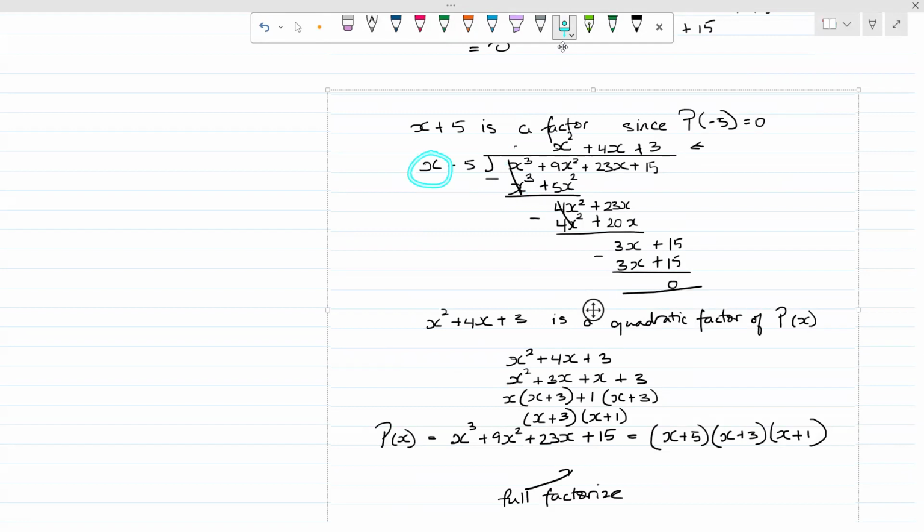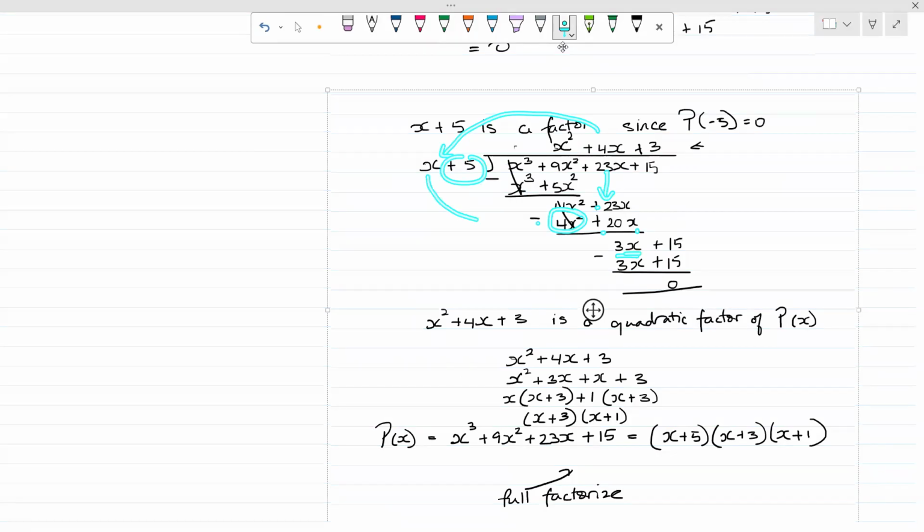I will then say x into this 4x squared to give me 4x up here. And then I'm multiplying out again. 4x by x to give me 4x squared. 4x by plus 5 to give me plus 20. I'm bringing down this 23x. 23x take away 20x will give me 3x.